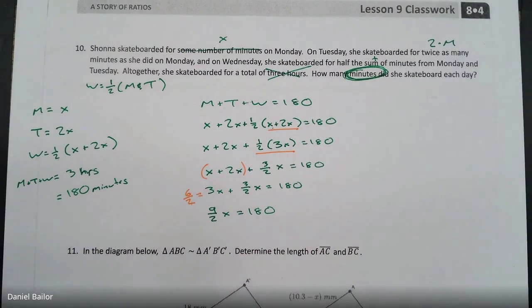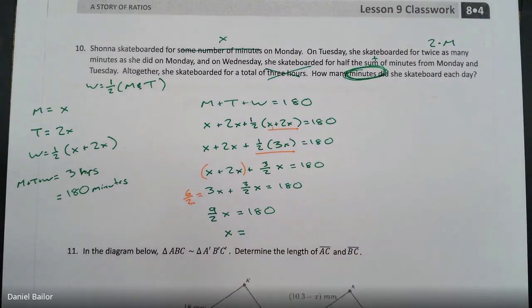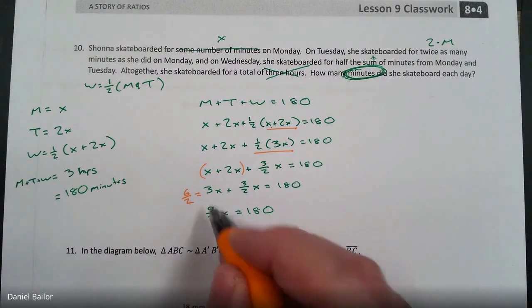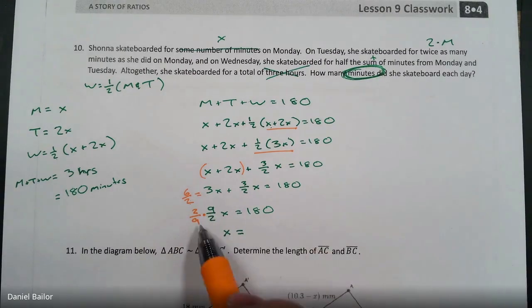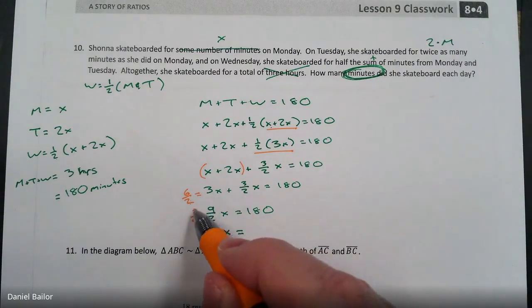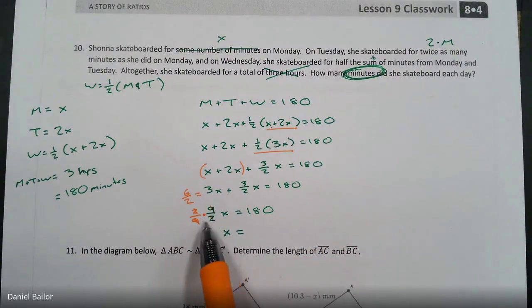Well, now I need to figure out what X is isolated. What is X all by itself? To do that, I use the multiplication property of equality. 9 over 2, I just multiply by 2 over 9. Because if I multiply by 2 over 9, the 2's cancel, the 9's cancel, I just get 1X. That's called the reciprocal. When you flip the fraction, when you invert the fraction, it's called the reciprocal. And a number times its reciprocal equals 1. So that's how we make 1X.